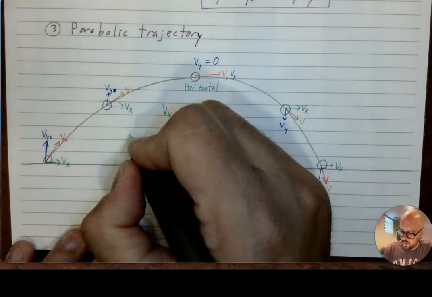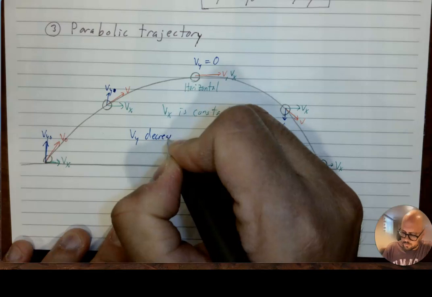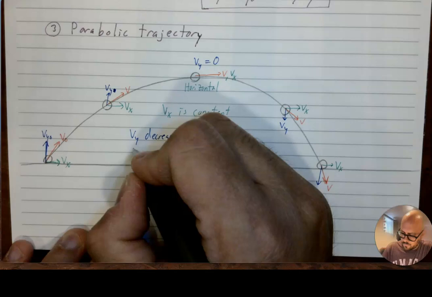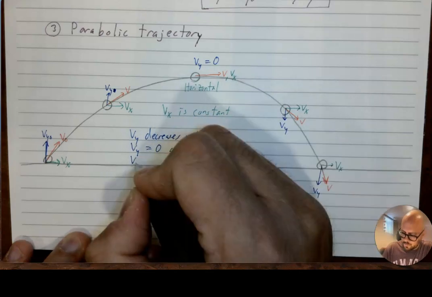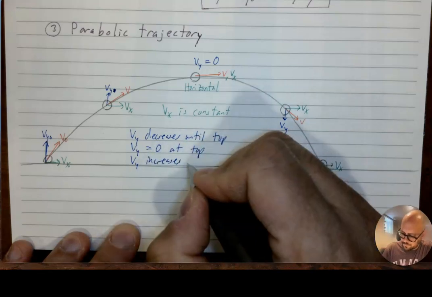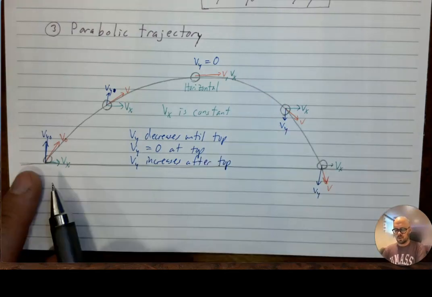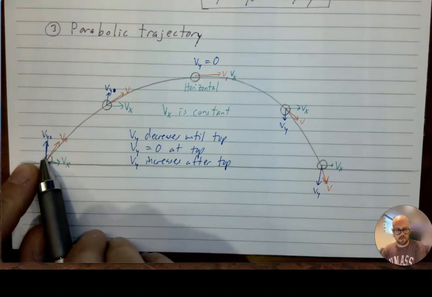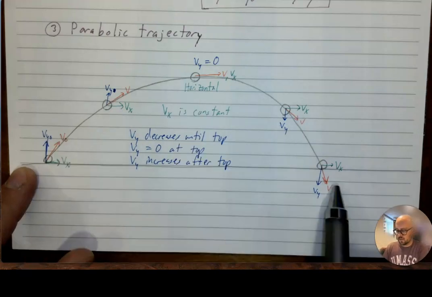Okay, so Vy decreases until the top. Vy equals 0 at the top, and then Vy increases after the top. So now we're talking about a vector, so Vy naught would have its most positive value at the beginning, and then that value would get more and more negative.